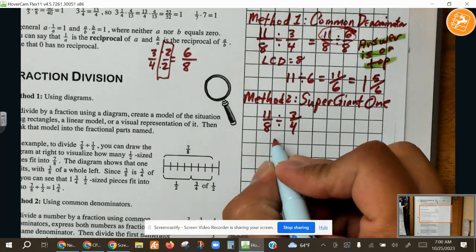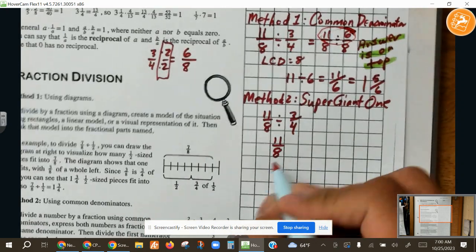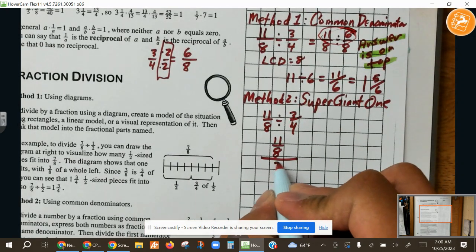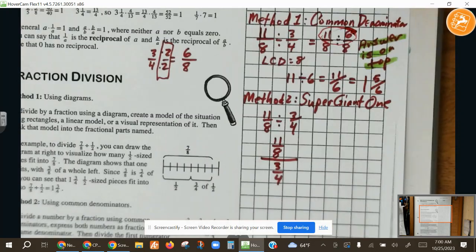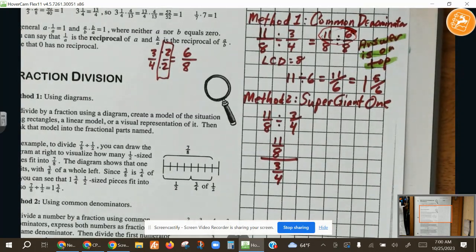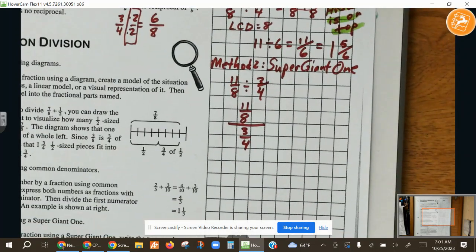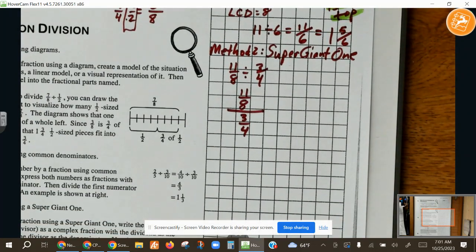So we would write 11/8 divided by 3/4. So you see there's a fraction over a fraction, which we don't usually write numbers like this. We wouldn't leave it as that if that were an answer to a problem. But for these purposes, we're going to do this.